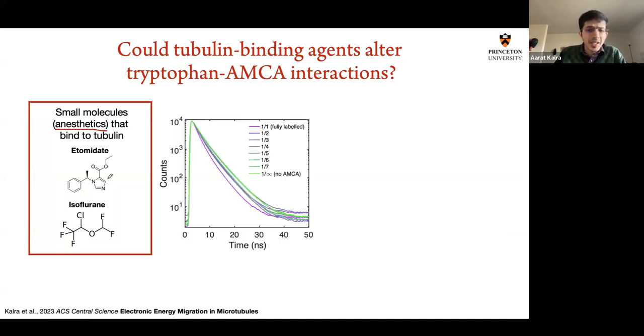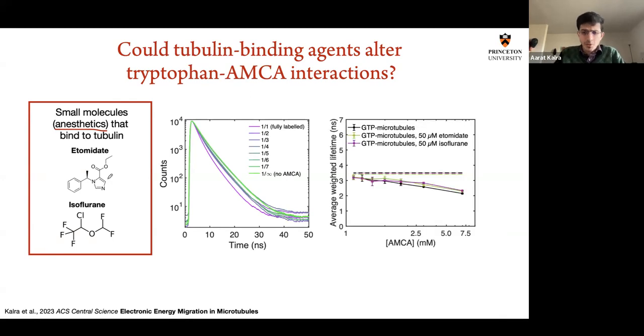Okay, so once again, we went ahead, we plotted tryptophan fluorescence lifetimes, measured as the average weighted lifetime. You can see that the differences appear to be small, at least when the AMCA concentrations are low. In the unlabeled form, there are almost no differences, right? These differences are insignificant. But as I increase the concentration of AMCA, you can see that the purple and green lines begin to deviate from the black lines, okay?